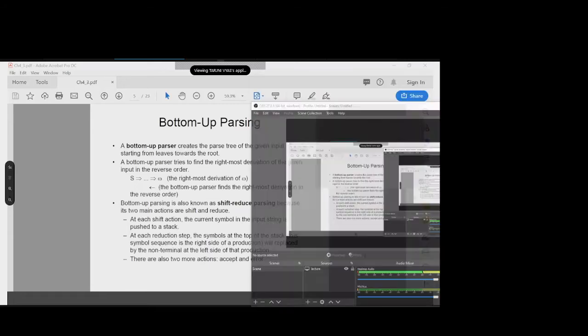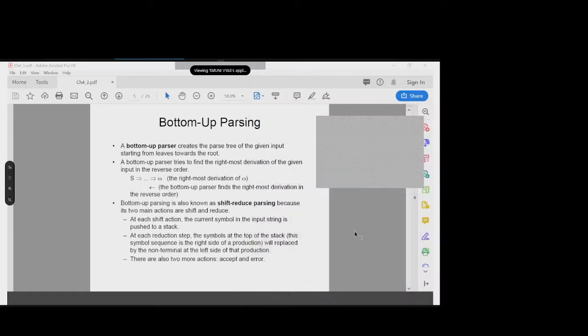decide whether to reduce it or not, right? So it is also called shift reduce. So shift reduce means what? Whether to take the next symbol and then reduce, or you can just directly reduce, right? So ultimately it is also called a reduction when you are using bottom up parsing.